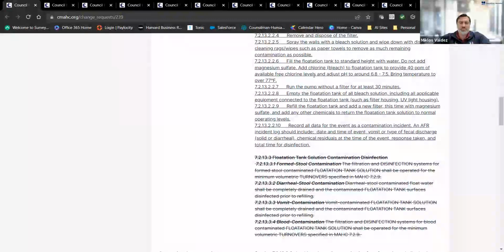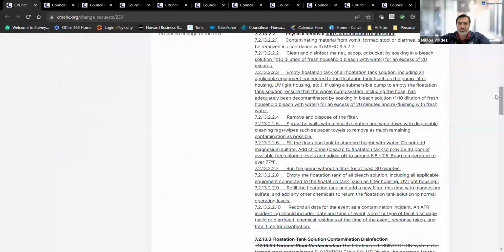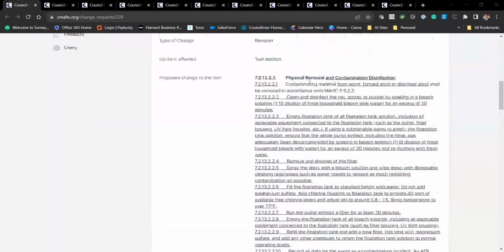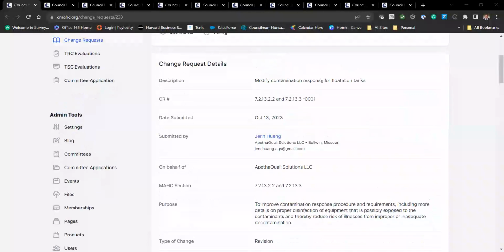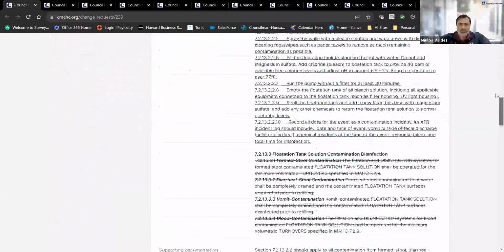She just said that she submitted it on behalf of herself. So yeah, it's not part of a committee. Right. With some input from one of the leaders of the flotation tank committee. Okay. You scroll to the top of it. Yep. Well, the top of the change language. I'm sorry. Yeah. Here.